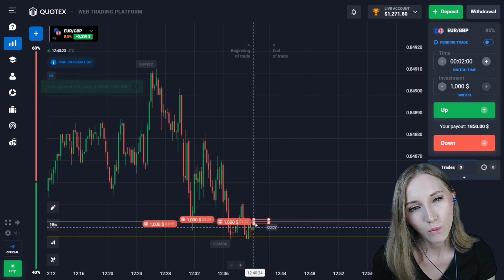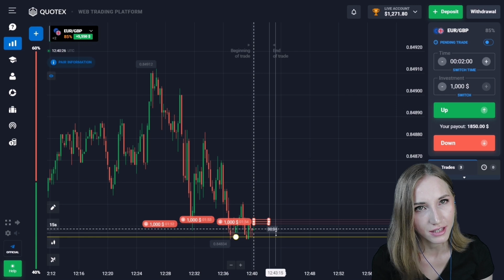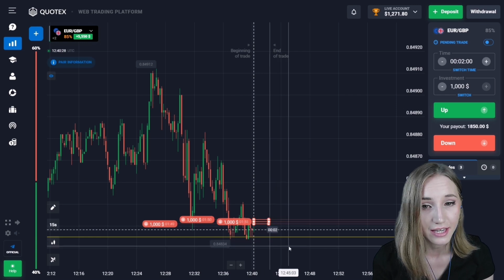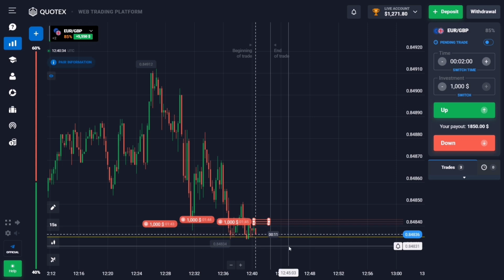I think that very soon this level will be broken through, and also this is a very good potential for a decrease. You can see here. Well, let's check it.